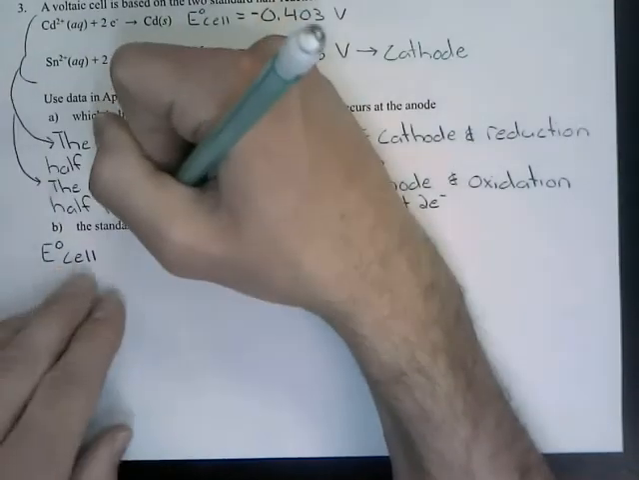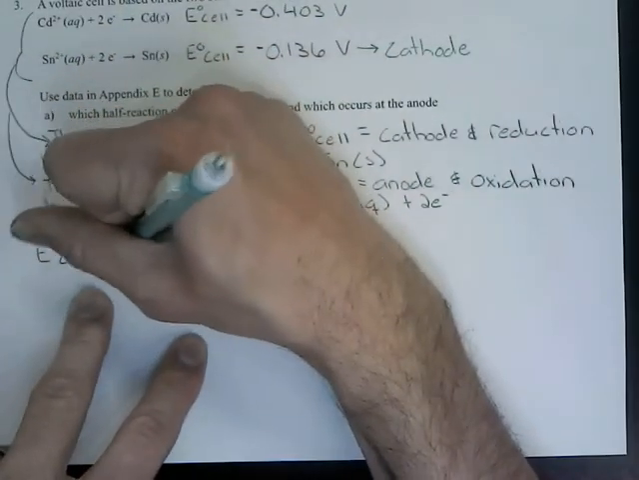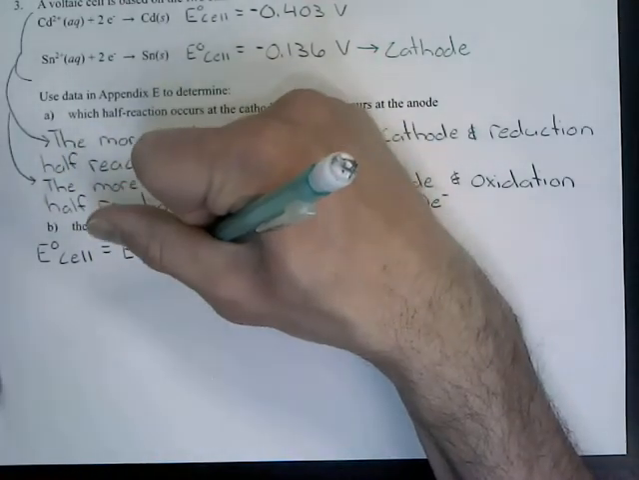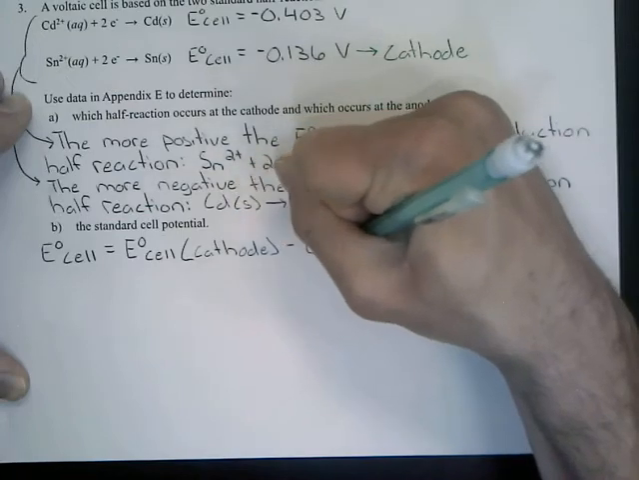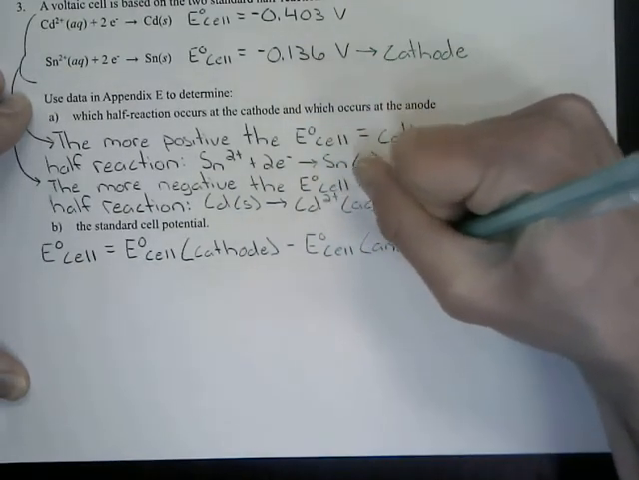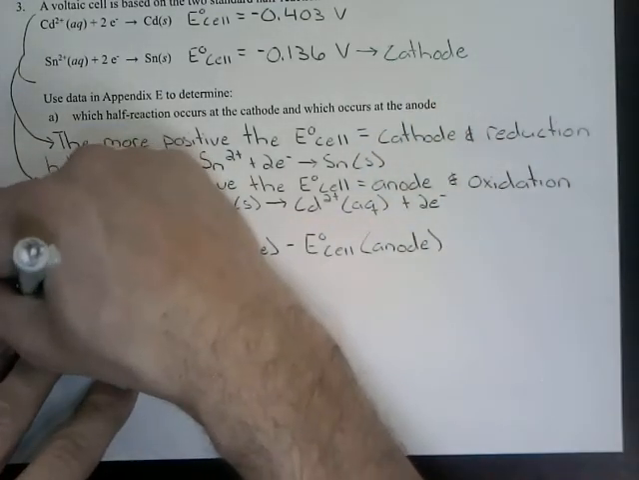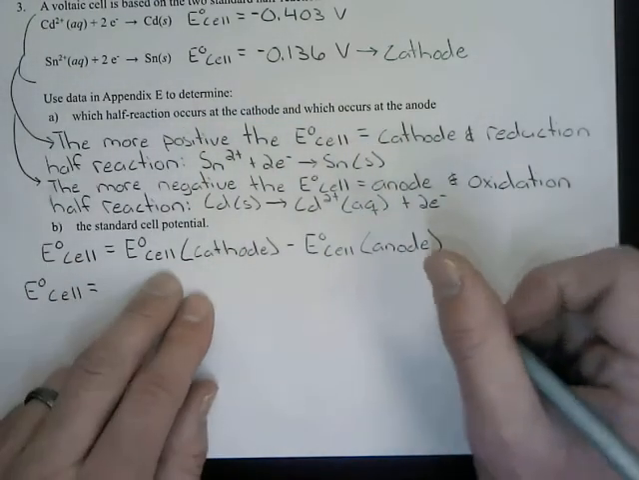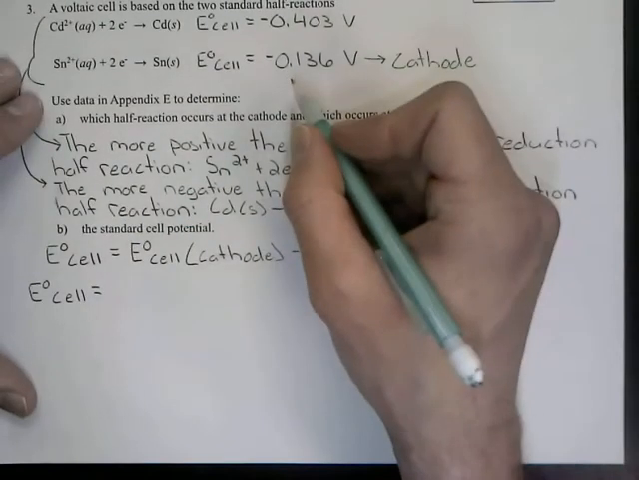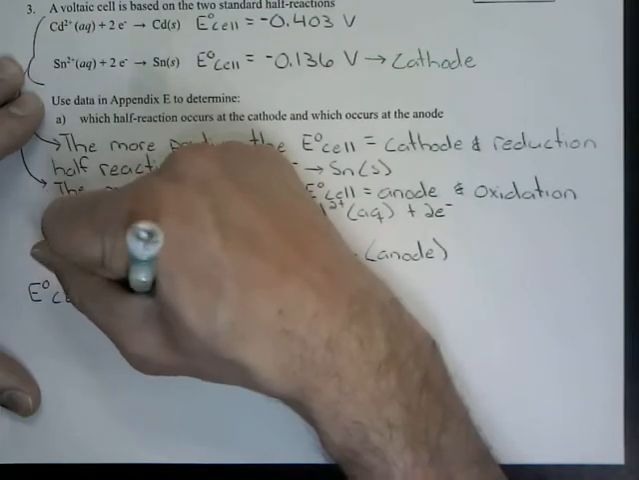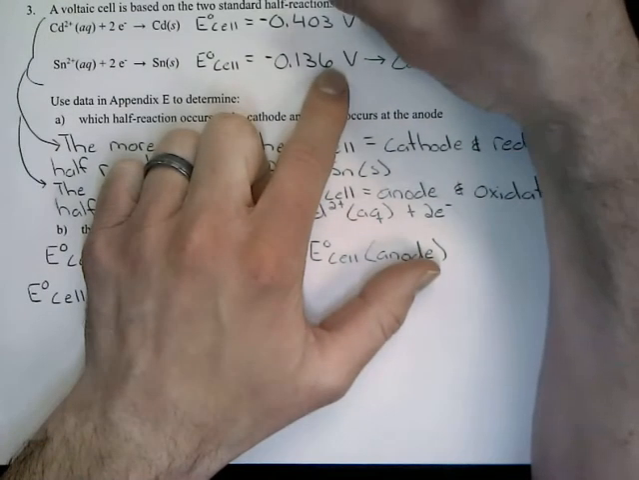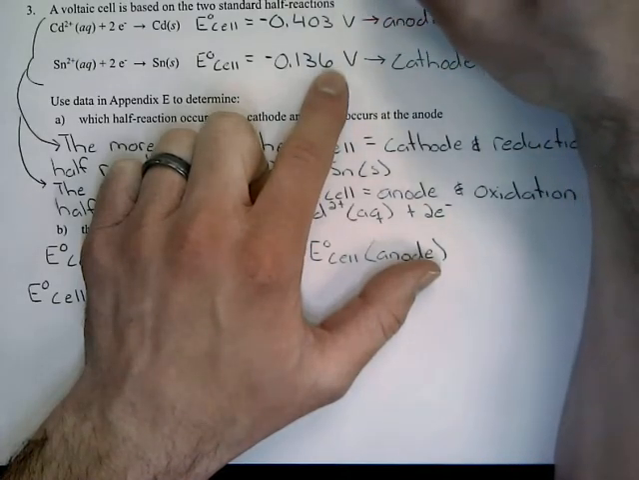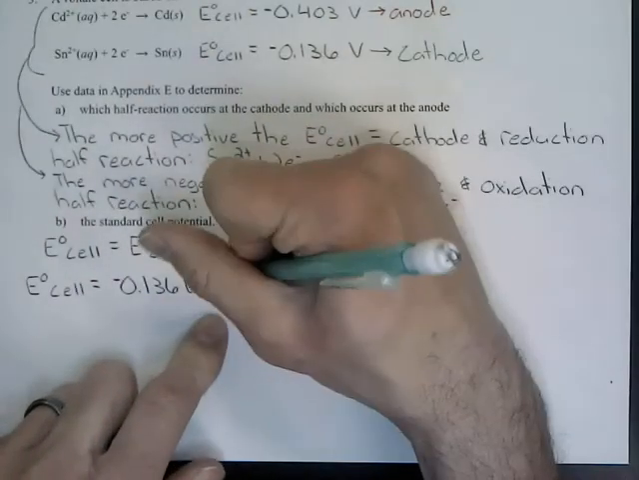Now, over here, the bottom part says the standard cell potential. What is the standard cell potential? Well, our formula stays the same, where the standard cell potential of the overall reaction is equal to the cell potential of our cathode minus the cell potential of our anode. Now, we don't know the standard cell potential because that's what the question is asking, but we do know the standard cell potential of the cathode, which was negative 0.136 volts. So negative 0.136 volts minus the standard cell potential of the anode, which I meant to label here. The more negative value in our standard cell potential is our anode. Okay, so our anode is a negative 0.403 volts.